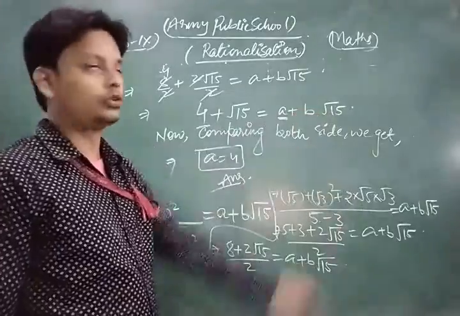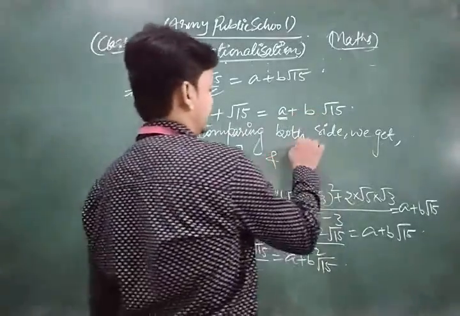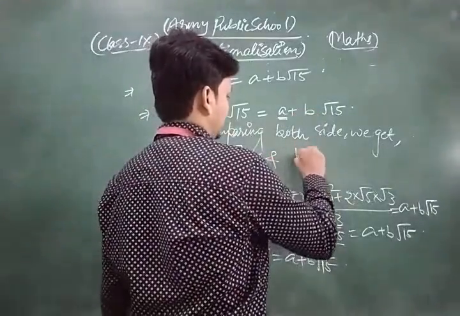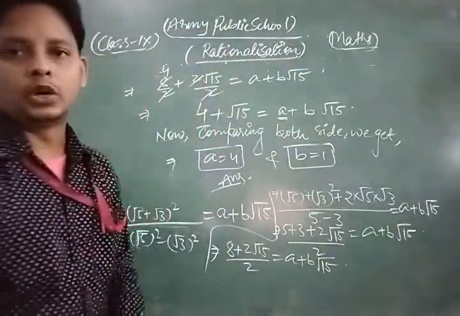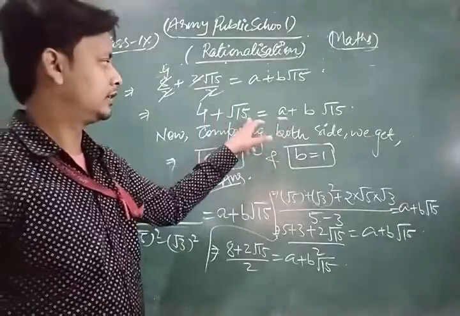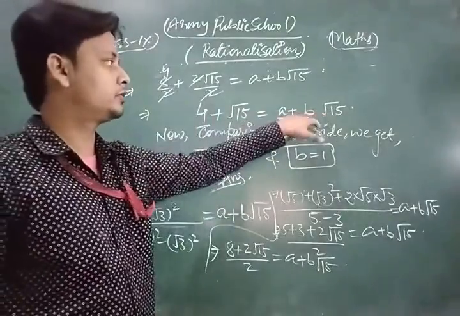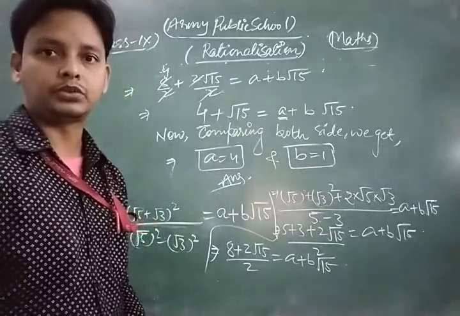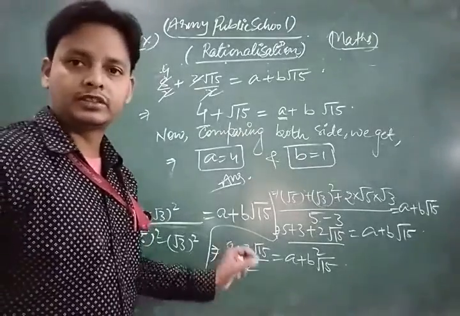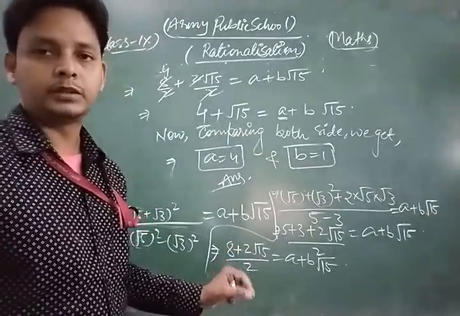Now look, on comparing both sides, we get b is equal to 1. B is equal to 1 because on the right-hand side the coefficient of root 15 is b, and here this is 1, so b is equal to 1. In this way you can solve that type of question based on rationalization. Now we take and solve some other important questions.